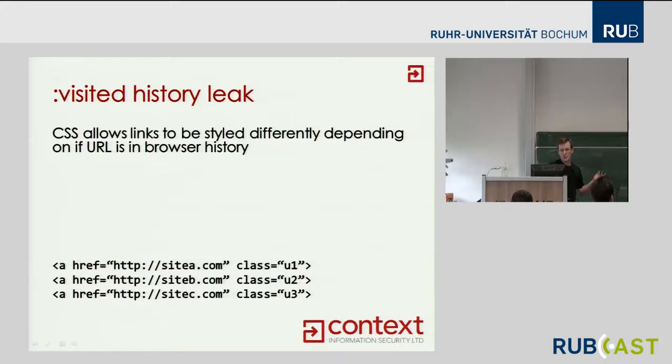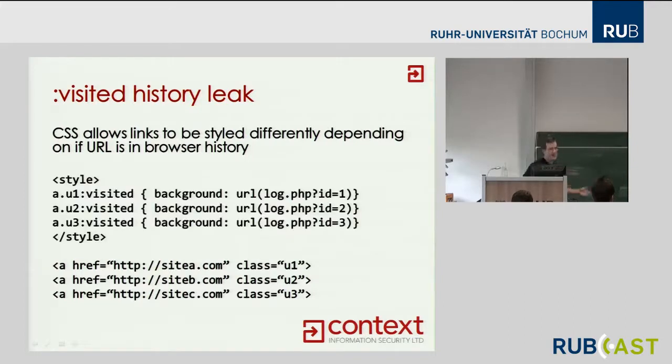So we have some links at the bottom here, pointing to different websites, and the attacker wants to know whether the user has visited those links. Your web browser has a history of all the websites you visited, and obviously CSS can be used to color those links differently depending on whether you have visited them. So in order to find out if you have visited these sites, the attacker could do something like this.